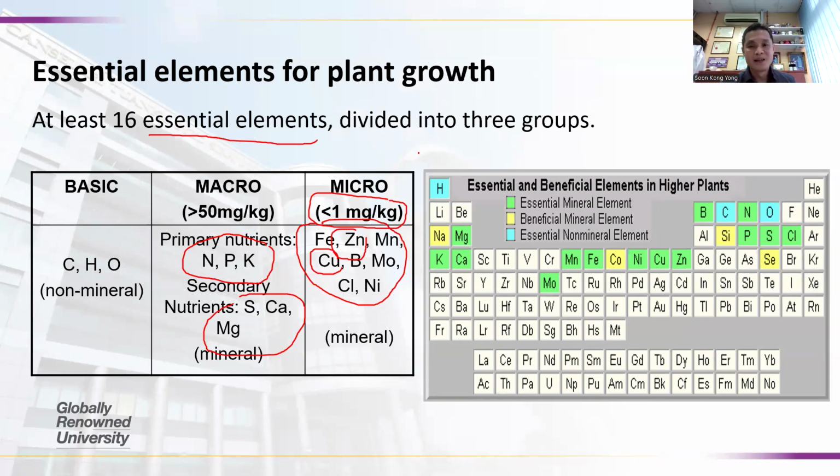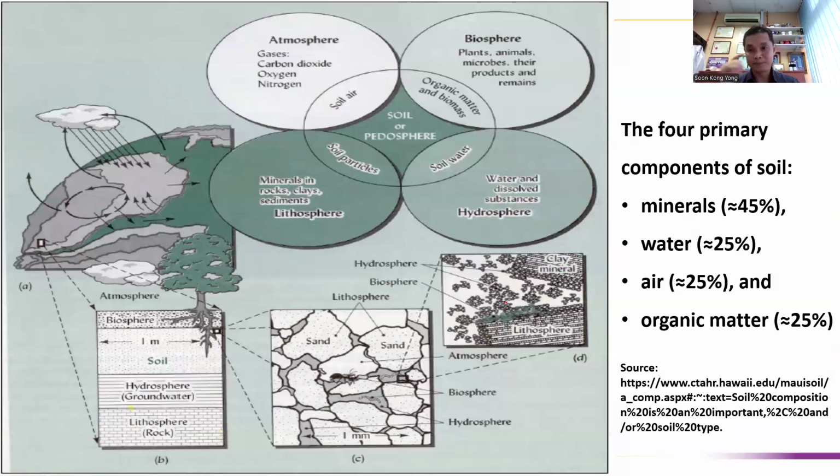plants. So this is the periodic table where you can see the distribution of the essential elements and the beneficial elements that you can refer to later on. So I stop right here and I move on to the next slide.